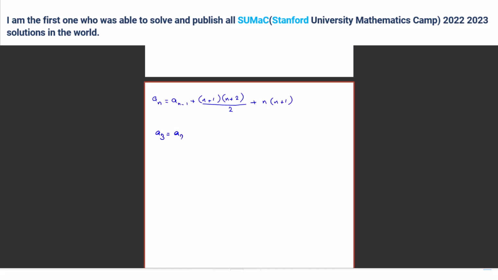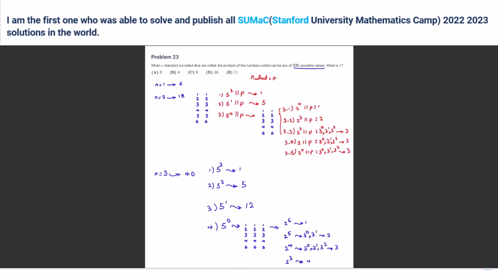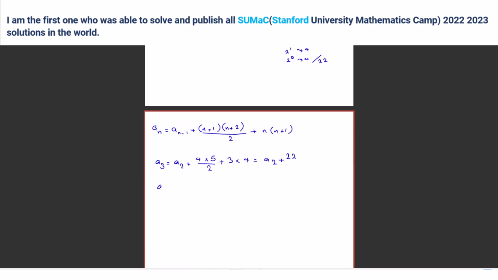Okay, let's check. A3 is A2 by the formula you said: 4 times 5 over 2 plus 3 times 4, which is A2 plus 10 plus 12, 22. 22, that's correct. And if you check A2, it's A1 plus 3 times 4 over 2 plus 2 times 3. So it is A1 plus 6 plus 6, 12. Good job. I think this formula is correct.